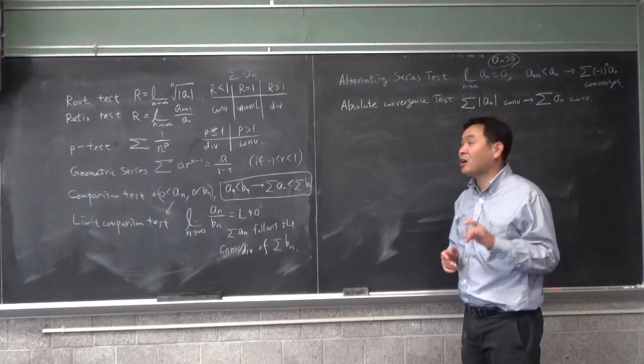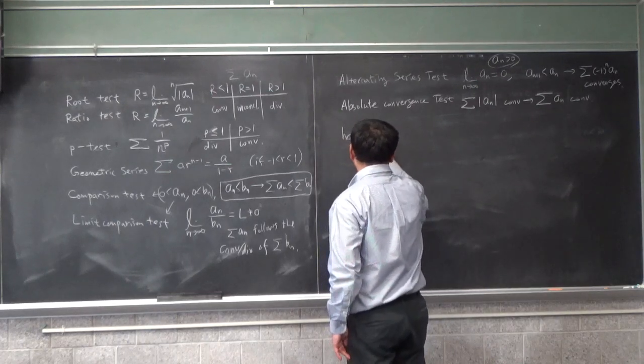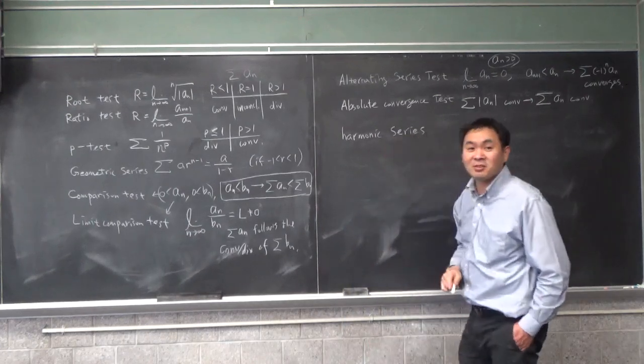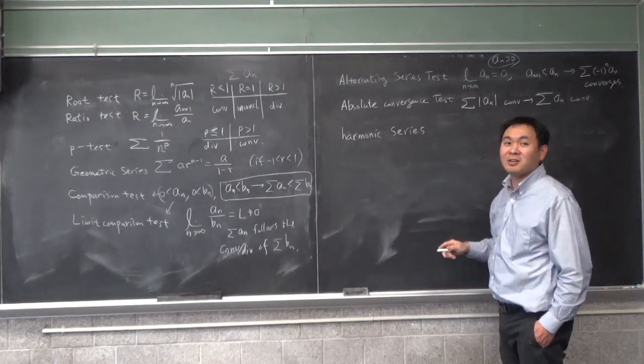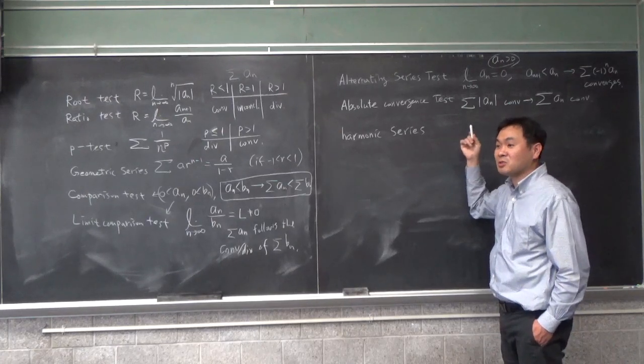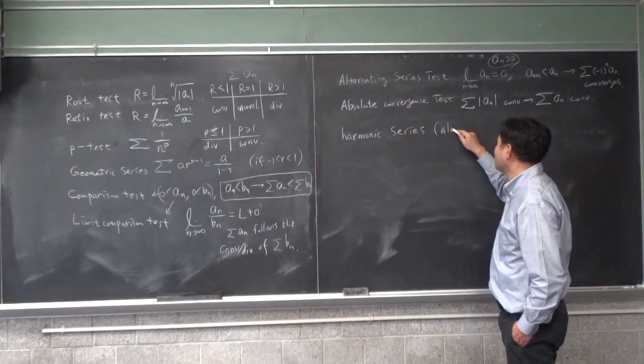Oh, harmonic series, okay, yeah. So harmonic series. What about the harmonic series? 1 over n, that's an example of a harmonic series. Okay, so what do we know about the harmonic series? It always diverges, yes.